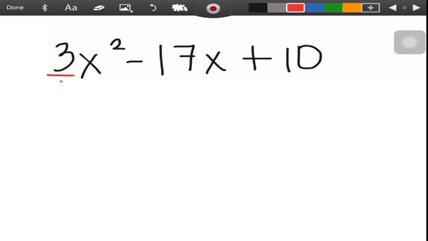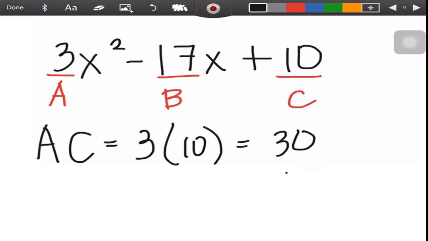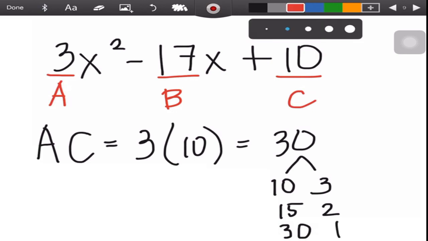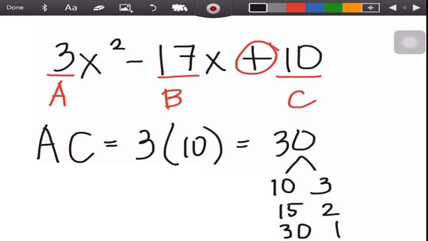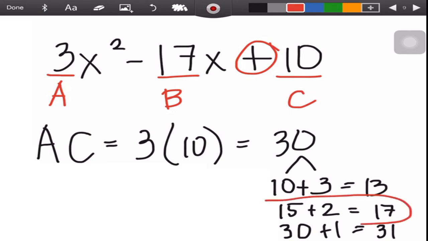So we will identify A, B, and C. And then we will multiply A and C. That is 3 times 10. It will become 30. List down all the factors of 30. 10 and 3. 15 and 2. 30 and 1. And then, since our last term is positive, we will add the factors. It's 13, 17, and then 31. So, 15 and 2 will give us the middle term.